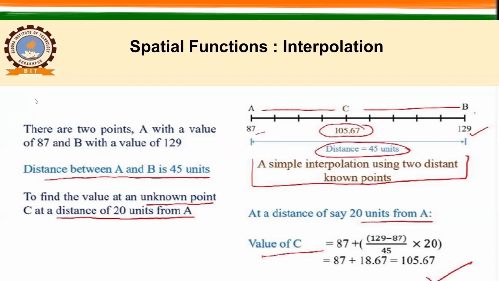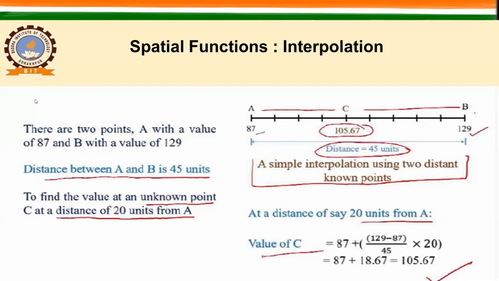Here you have A and B, where the value of A is 87 and B is 129. I want to calculate the value of C, which is unknown. How do we know the value of point C, which may not be at the center of A and B? First, we need to divide it into different units. So here the distance between A and B is 45 units. This you have to calculate.